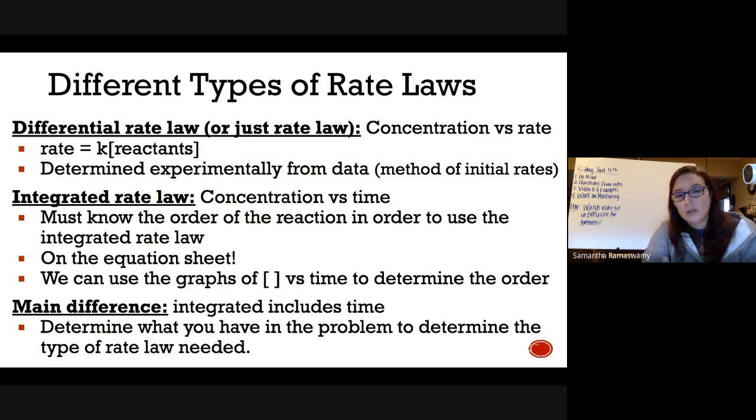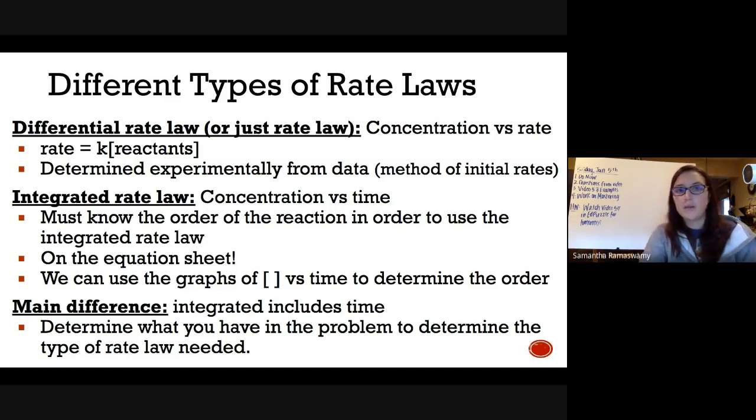Something else that we're going to look at today is how to use the graphs of concentration versus time to determine the order of a reaction, whether it's zero, first, or second order. The main difference between these two is that integrated rate laws include time. Differential rate law is rate and concentration. So when we're looking at examples, you want to determine what you have in the problem to figure out what type of rate law is needed.